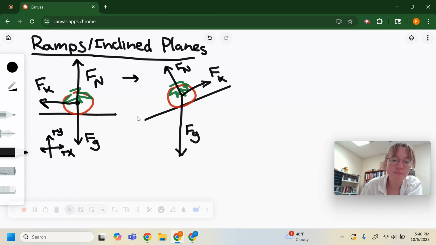We'll start by drawing an axis that we will define. When it comes to ramps, I have found that it is easiest for students to call down the ramp positive x and perpendicular to the ramp positive y.